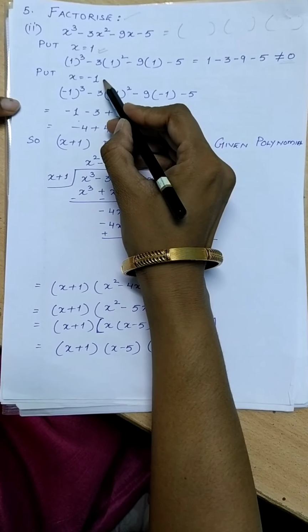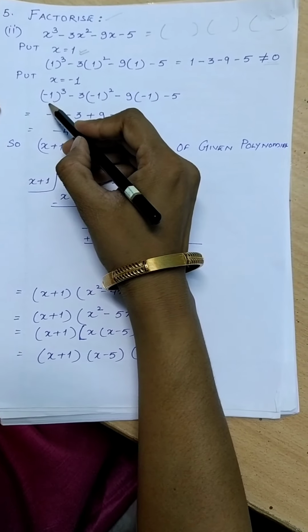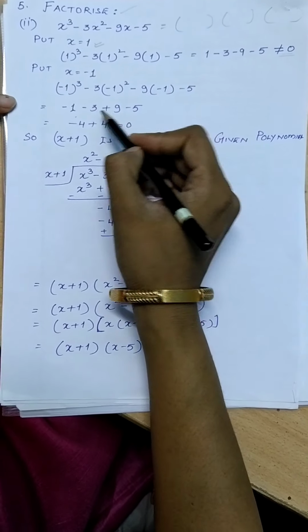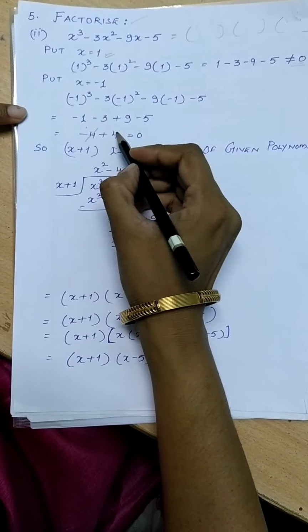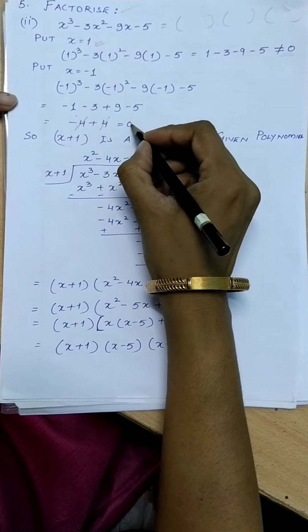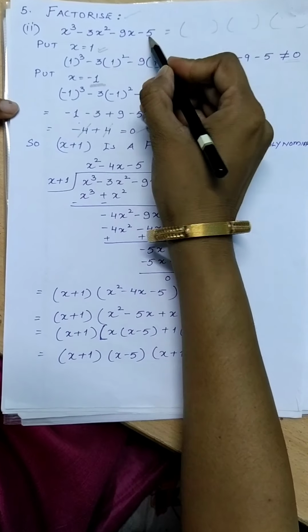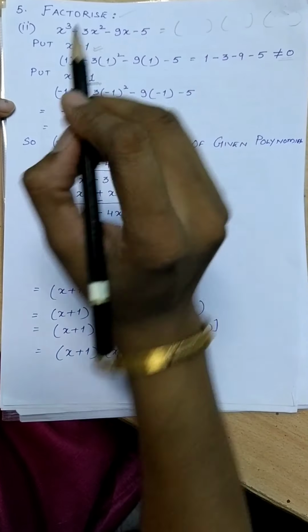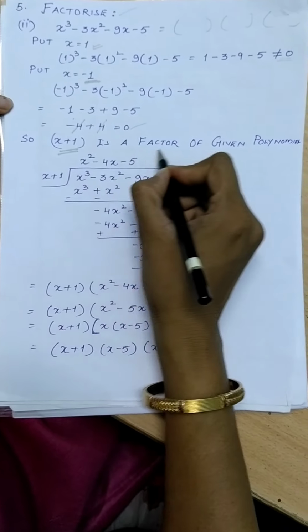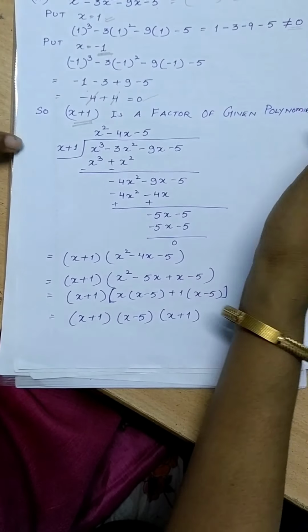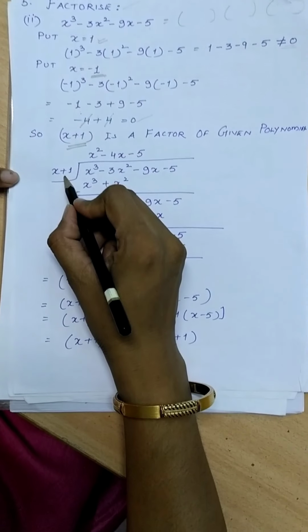We'll take x equal to minus 1 now. We'll put minus 1 whole cube, then minus 3 and this. After solving, we'll see that minus 4 and plus 4 will cancel and 0 is here. It means x equal to minus 1 is a 0 of this polynomial. It means that x plus 1 is a factor of this given polynomial. So after this we'll divide it by x plus 1.